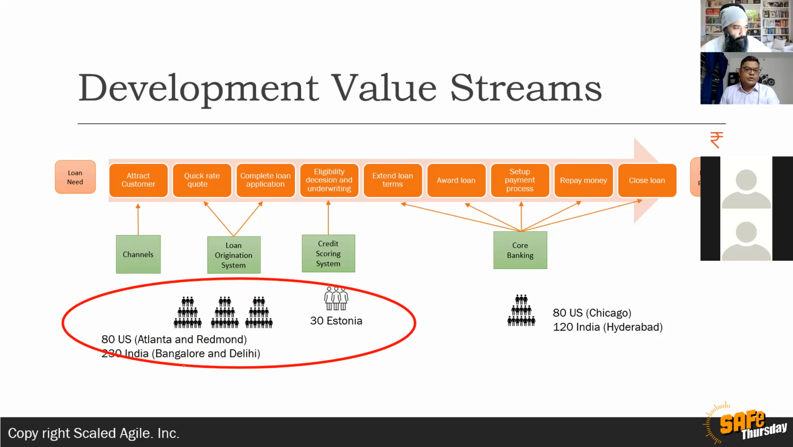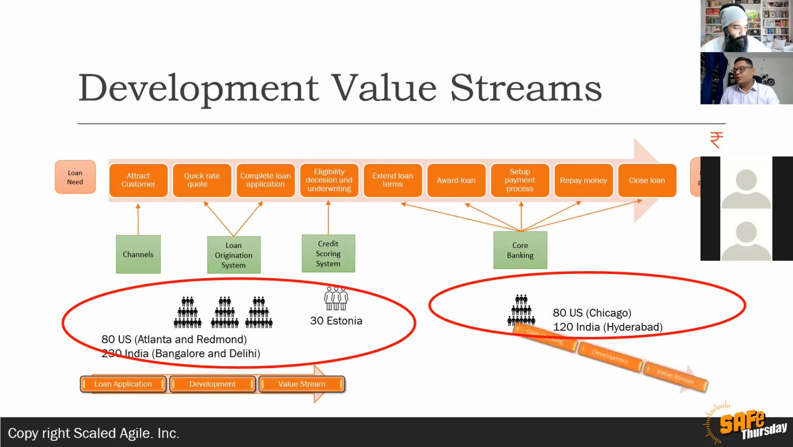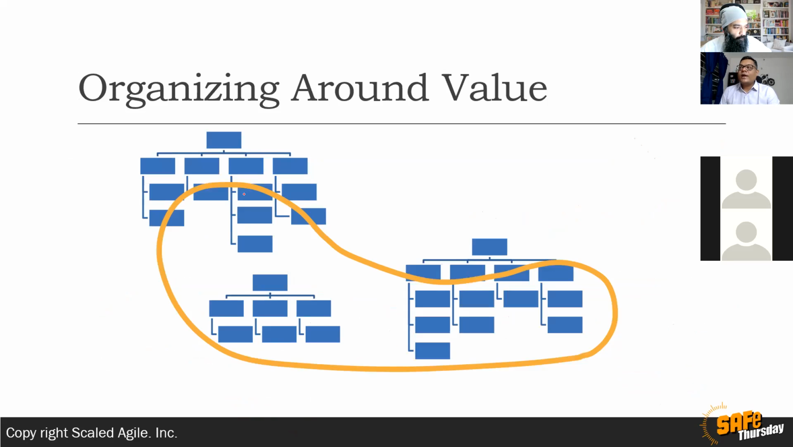Now, this is possibly one development value stream, which we can call a loan application development value stream. And then this could be another value stream. We could call it core banking development value stream. So once we identify these, we form our agile release streams around it. So that is organizing around value. I think SAFe introduced in SAFe 5.0 the principle number 10, which is organizing around value.